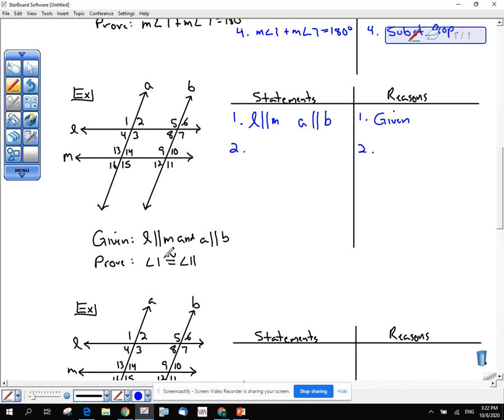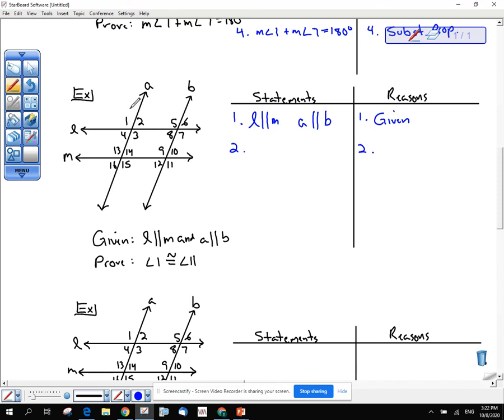And we want to prove that angle 1 is congruent to angle 11. Now look, here's angle 1 here. Here's angle 11 way over here. These are not any classification. Angle 1 could be classified with any number of angles at this intersection or at this intersection, but not jumping all the way over to here.